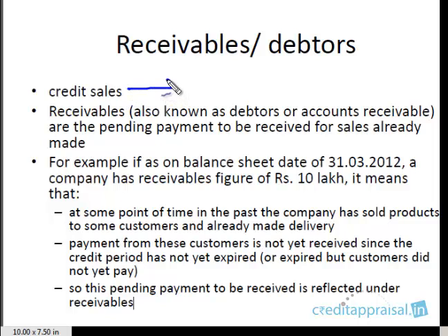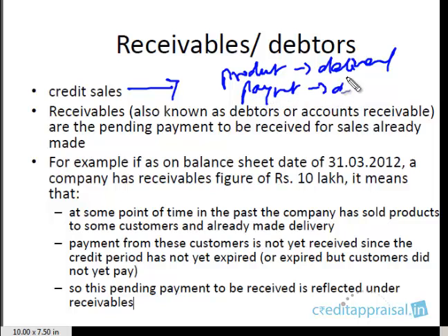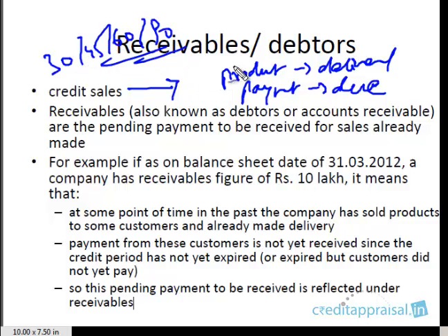So we are already clear with the concept of credit sales. What is a credit sale? A credit sale is where the product is delivered to the customer. You have sold the goods and delivered them to the customer, whereas the payment is not yet made. The payment is due, because you do this for competitive reasons. Due to competition, to increase your sales, you offer some credit period, say 30 days or 45 days or 60 days, 90 days sometimes, based on the competition in the market. To encourage customers to buy your product, you give a credit period. So these are all credit sales.